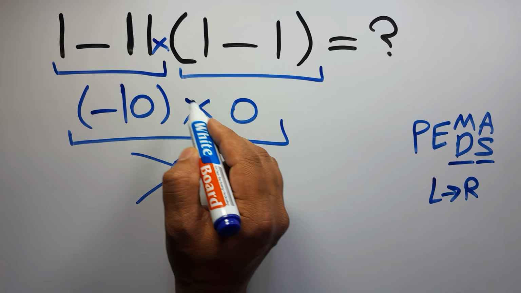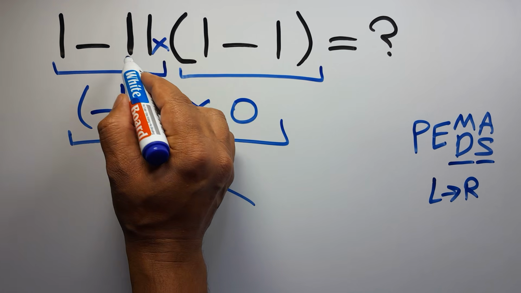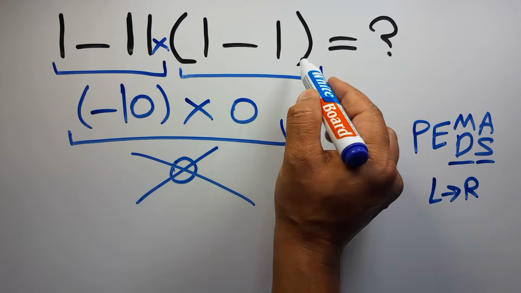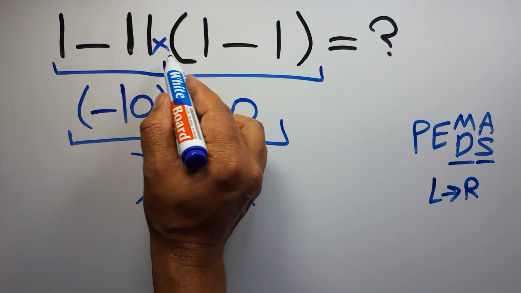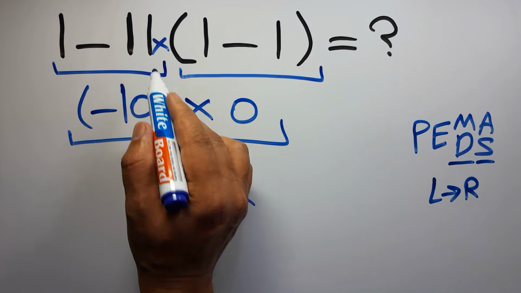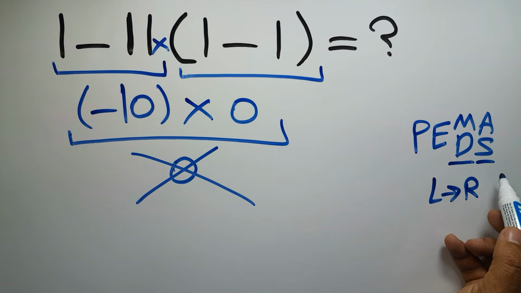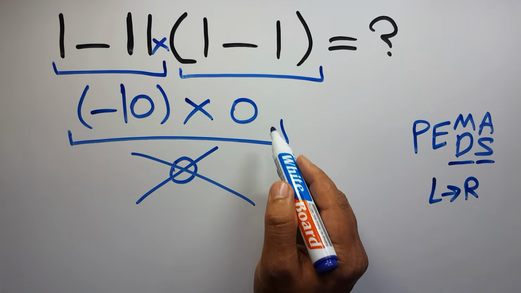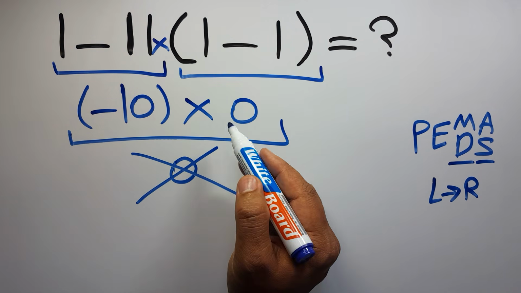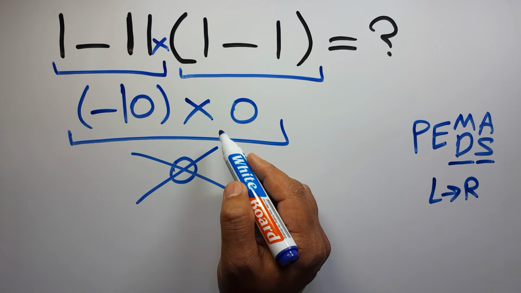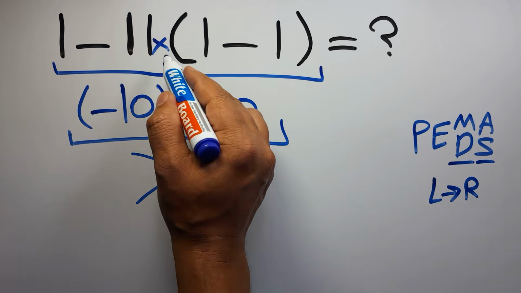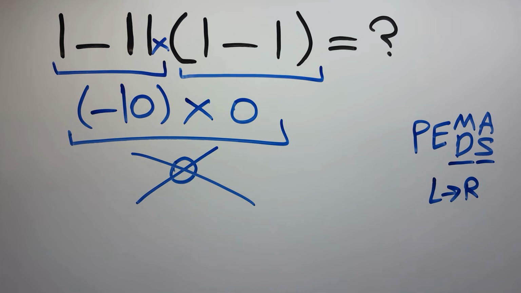Here we have a multiplication because in mathematics, when a number is placed next to parentheses, it means multiplication, and we usually don't write the multiplication sign for brevity. Okay, so according to PEMDAS, first we have to do this parentheses, then this multiplication, and finally this subtraction. If we do this subtraction before this multiplication or this parentheses, it is wrong.